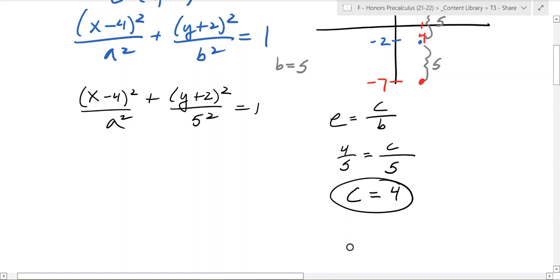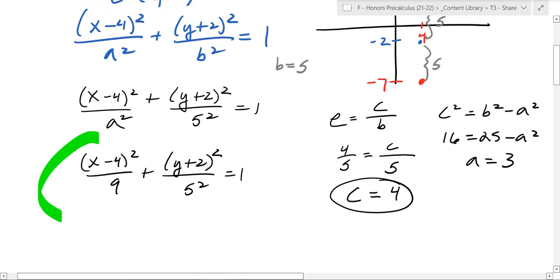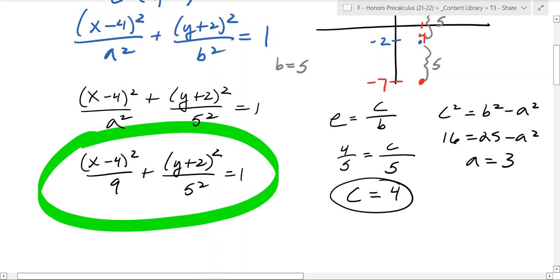But we also know in an ellipse that c squared is equal to b squared minus a squared. So 16 is equal to 25 minus a squared. So a is going to be equal to 3. Then you just plug that in and you get our final equation, which is right here. If you want to check this, use Desmos. It's pretty cool. It works.